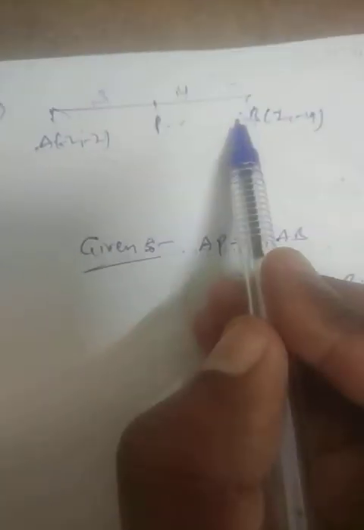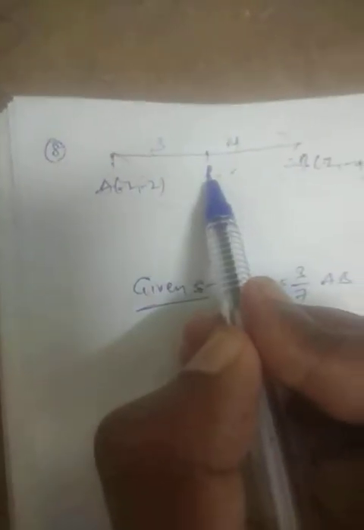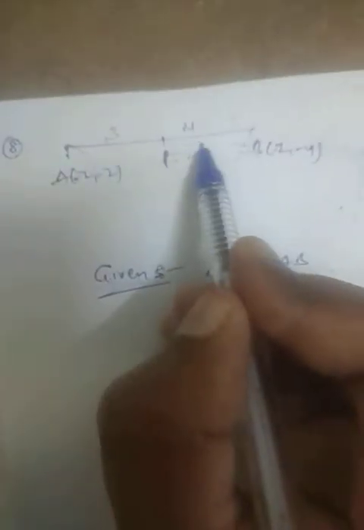A to B is 7 parts. If you take AP, what is it here? A to P is 3 parts. So the remaining part will be 4. Why? The total length will be what here? 7. 3 plus 4 will be 7.